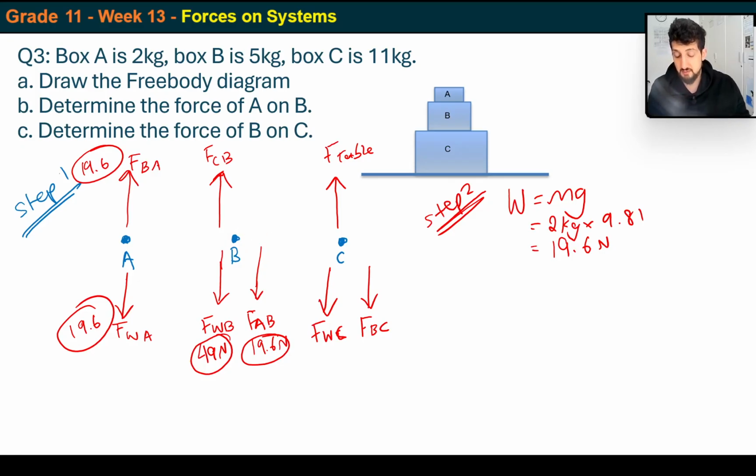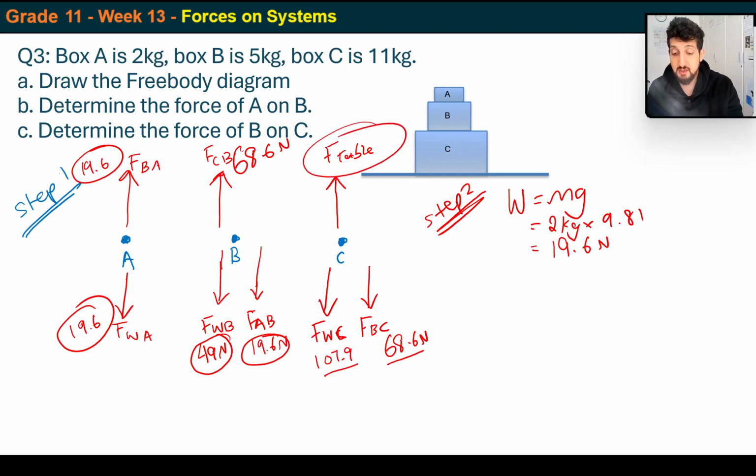So it's 49 plus 19.6, and that's going to equal 68.6 newtons. And once I know that, then I know that. That's going to be 68.6 newtons. What is the weight of box C? That's going to be 11 times 9.81. That's going to be 107.9. So I've got those two.